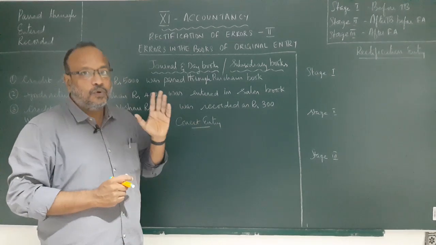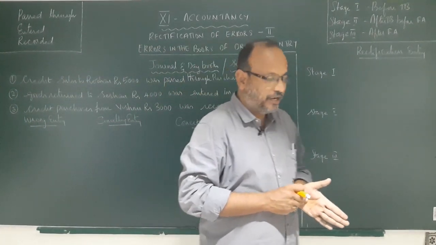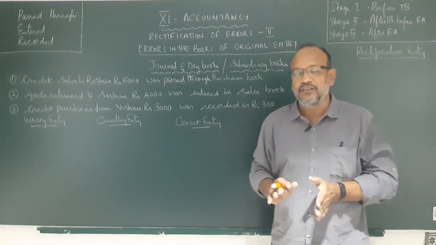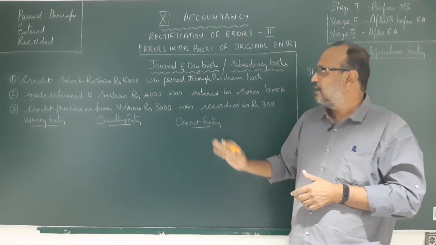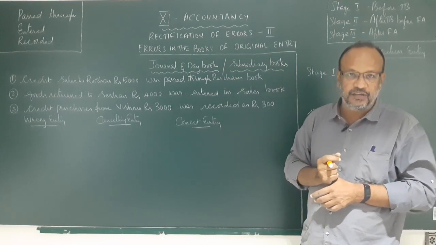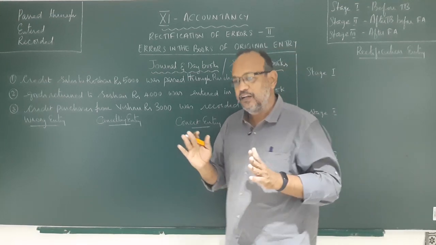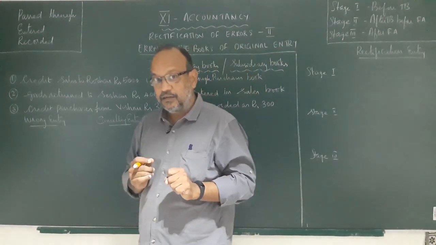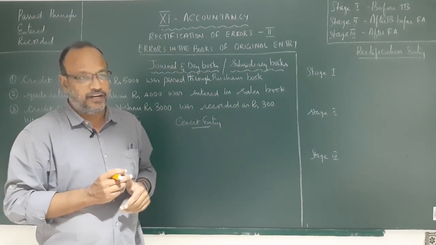Now, the feature of this error in the books of original entry is that the trial balance will not be affected. Trial balance will tally even if there are some errors in the books of original entry in our books of accounts. Trial balance will not reflect these errors, but these are errors and these errors have to be rectified.